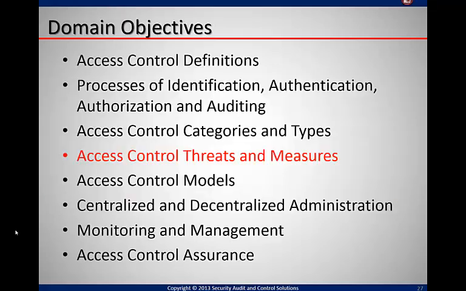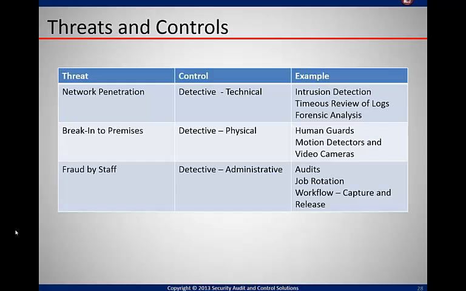Now, let's look at some threats and measures when we look at this. An example of threat could be network penetration. And when we look at network penetration, the detective control from a technical point of view can be intrusion detection, a timeous review of logs, forensic analysis. When there's a physical threat such as break into premises, a detective control on the physical side will be guards, motion detectors and video cameras. Fraud by staff can be administrative control in a detective control, such as audits, job rotation, workflow, capture, and release.